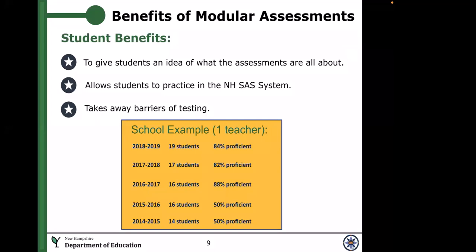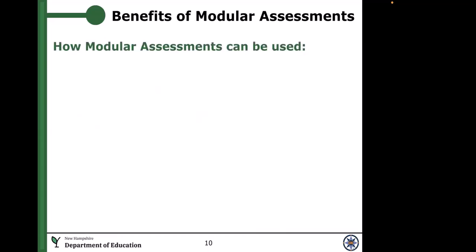This is just an example of teachers who have been using the modular assessments. They aren't new, with the exception of the first and second grade ones this year and some high school ones that are added this year. For grades 3 through 8, they've been there for a number of years. And as teachers use the modular assessments and start understanding really what those standards are about, the proficiency improves for their students as well, not just on the modulars, but on the New Hampshire SAS.